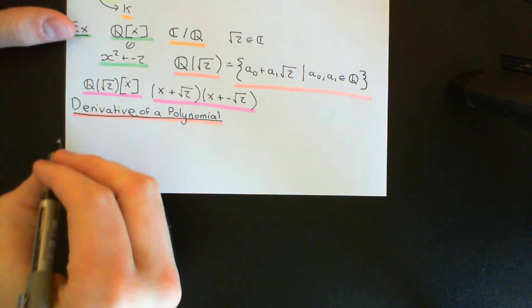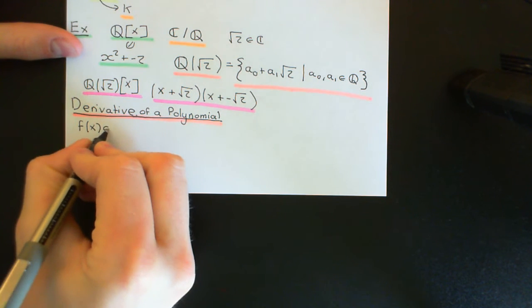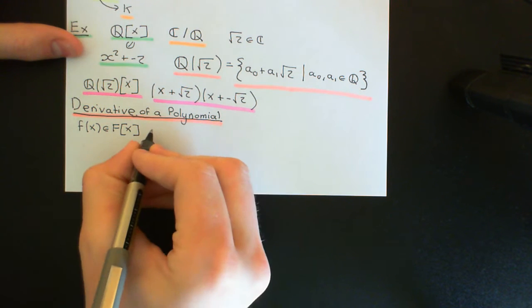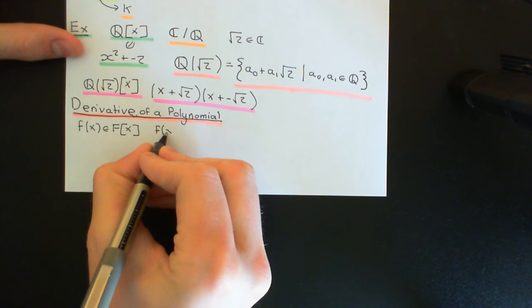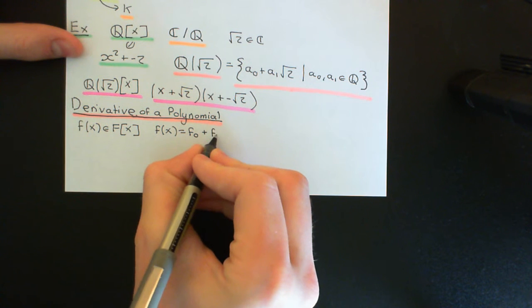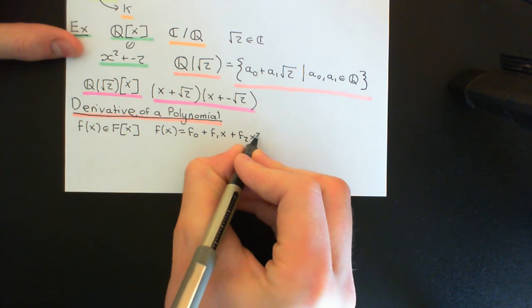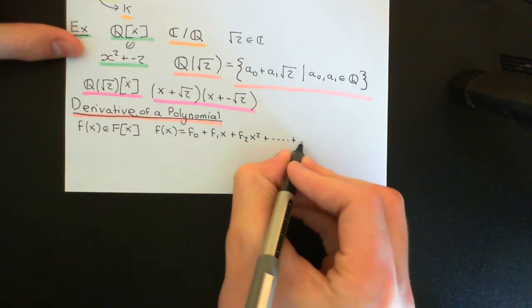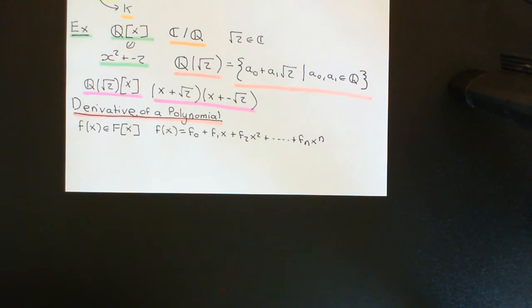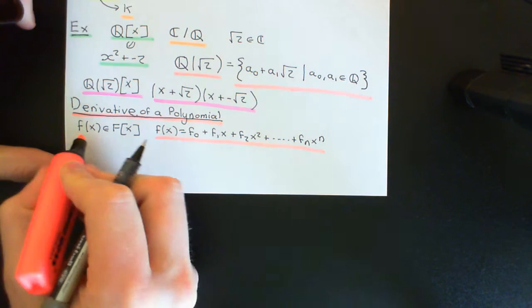So this is the way we're going to define it. So let's say we've got some polynomial f of x, which is in the ring of polynomials over a field capital F, and just to have an explicitly written out version of it, let's have it here. So f of x is equal to f0, the constant coefficient, plus f1 x plus f2 x squared plus all the way up to fn x^n, like so. Okay, so here is our polynomial f of x from the ring of polynomials over the field capital F.